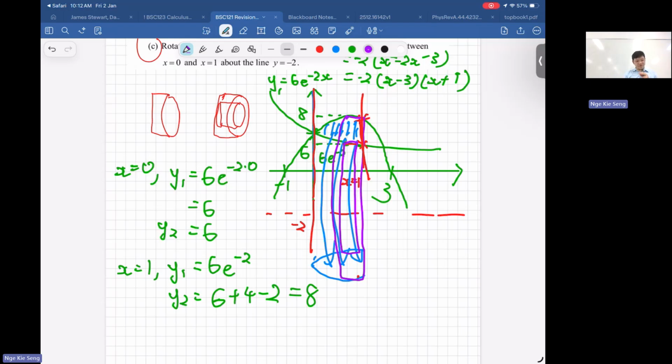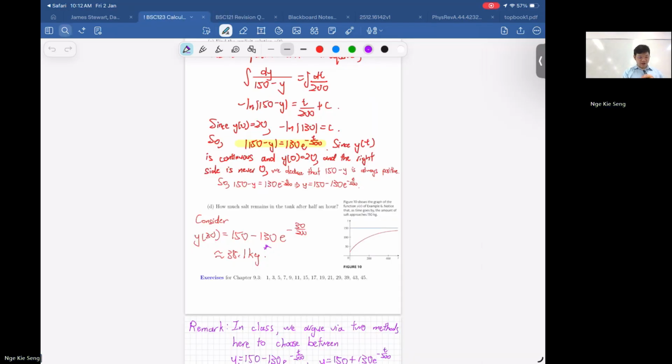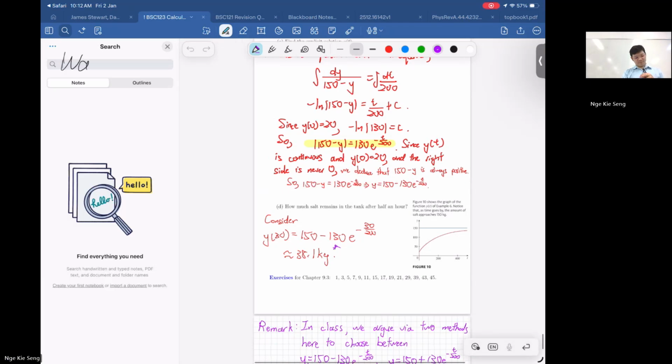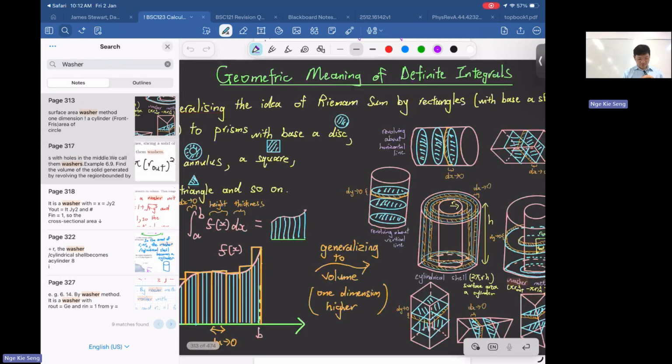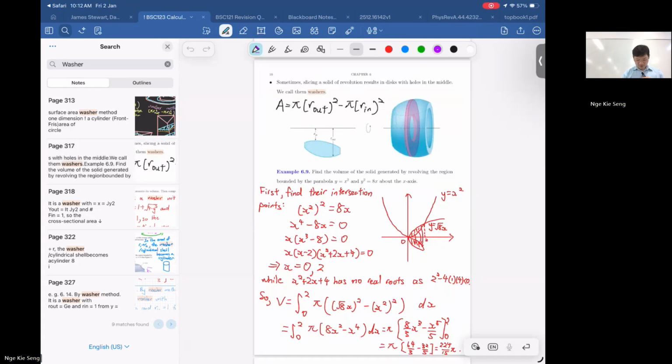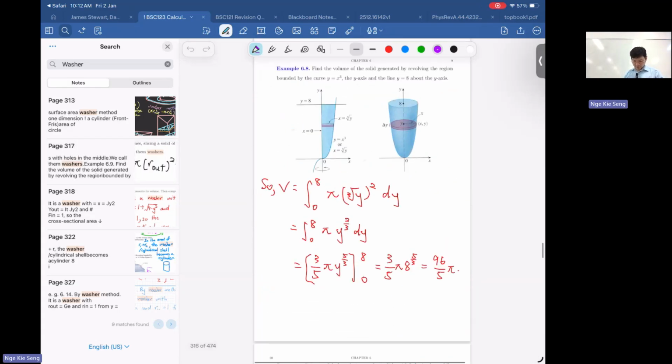Okay, so to use the washer method, what do you need to determine? Do you still remember? At least I forgot. If you forgot what to do, go to your notes and find the washer formula. What's the washer formula here?